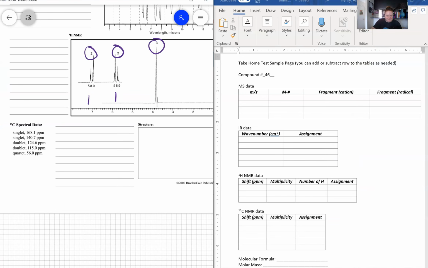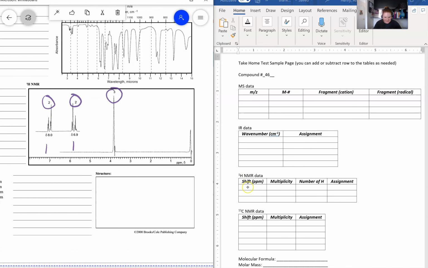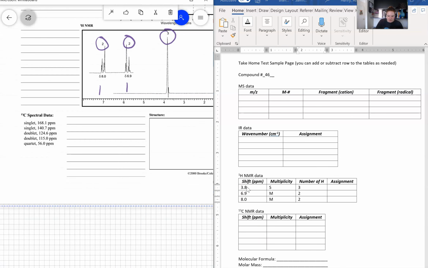There we go. So in my hydrogen NMR section, I would say that that peak is at 3.8. It is a singlet and it contains 3 hydrogens. The next peak is at 6.9. I would call this a multiplet. It looks like it's probably a doublet of triplets, but it's just not clear. So I'm going to call it a multiplet. There's 2 hydrogens. And then again at 8.0, another multiplet and another 2 hydrogens. And then while we're here, we're going to look at that carbon data.